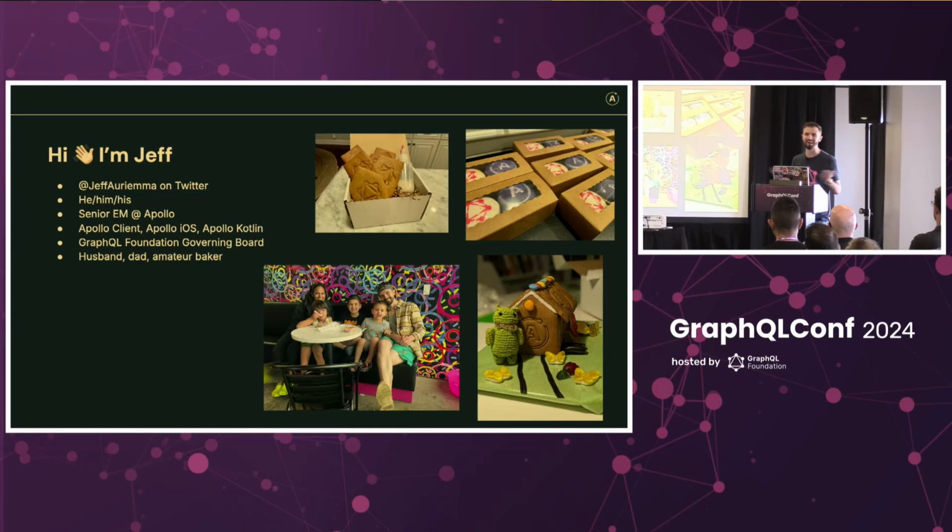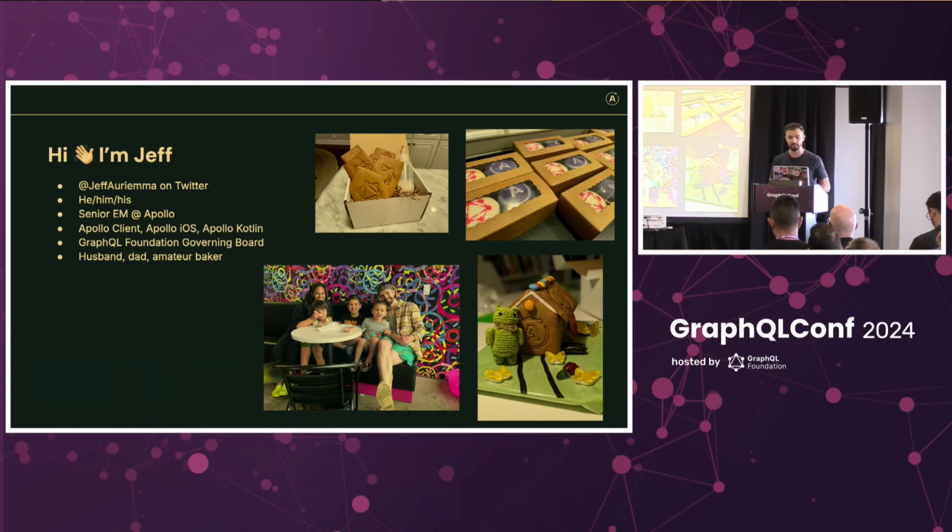All right, so hi, I'm Jeff Auriemma, at Jeff Auriemma on social media, on Twitter specifically, and I work at Apollo. I serve the open source engineers behind Apollo Client, Apollo iOS, and Apollo Kotlin, the most downloaded GraphQL client libraries in TypeScript, Swift, and Kotlin, respectively. I'm also proud to represent Apollo on the GraphQL Foundation's governing board, and I enjoy baking for my family, friends, and coworkers.